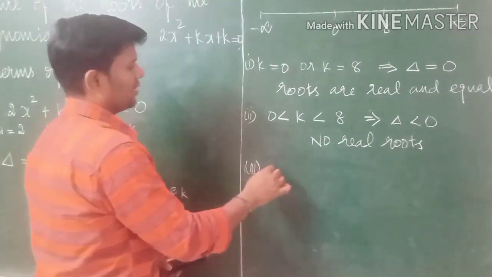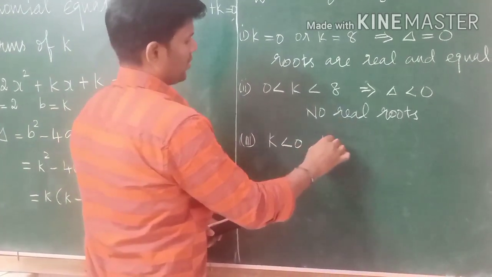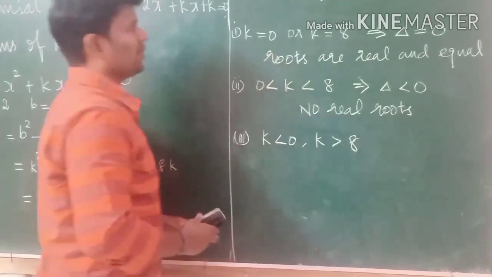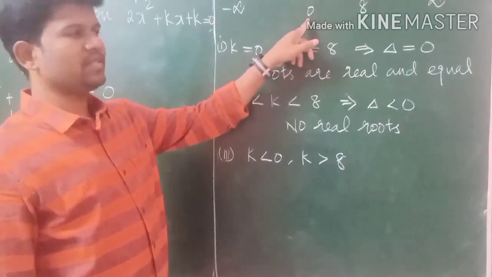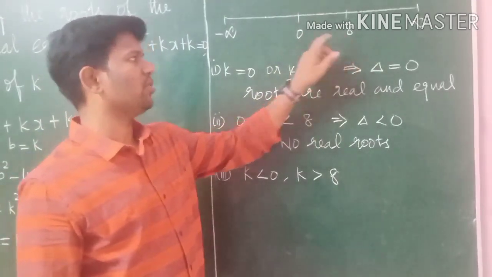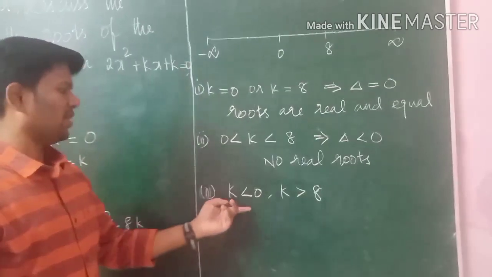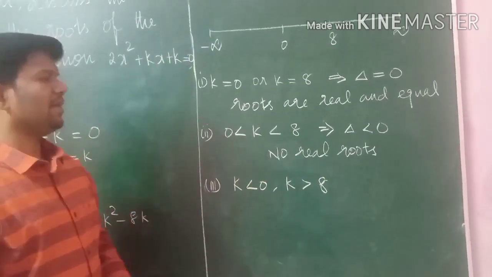So now we will take k less than 0, k greater than 8. Why? Because நம்ம ஆல்ரெடி என்ன பண்ணோம்? k is equal to 0 ன்னு எடுத்தோம், k is equal to 8 ன்னு எடுத்தோம், அதுக்கப்புறம் 0 க்கு 8 க்கு இடையில எடுத்தோம். நெக்ஸ்ட் என்ன பண்ணோம்? 0 விட கம்மியா 8 விட அதிகமா இருக்கணும். அதனால தான் பண்ணேன் k less than 0, k greater than 8.